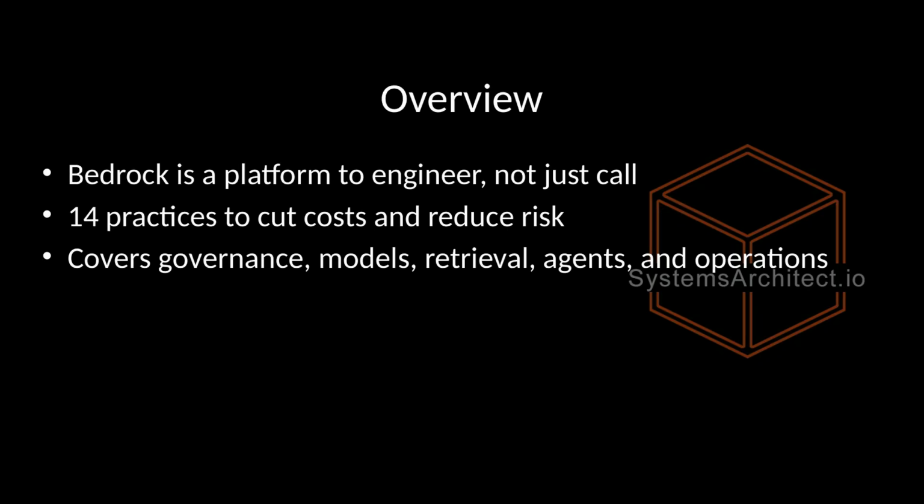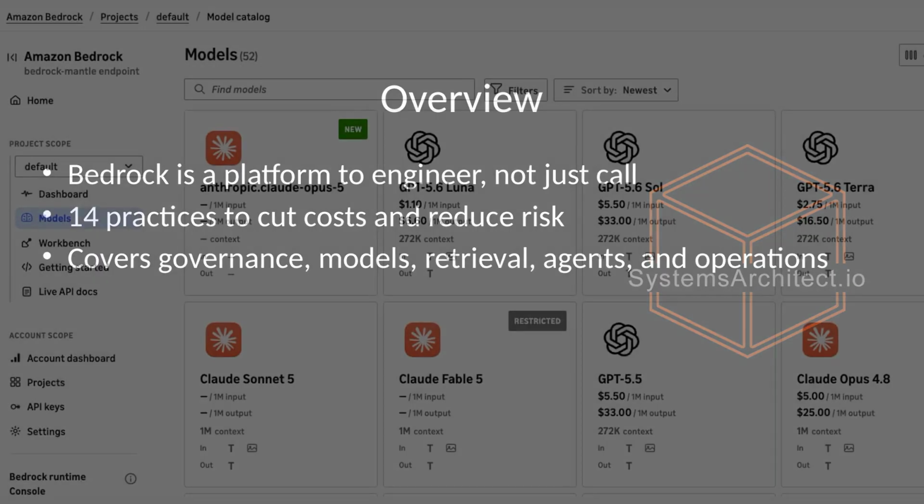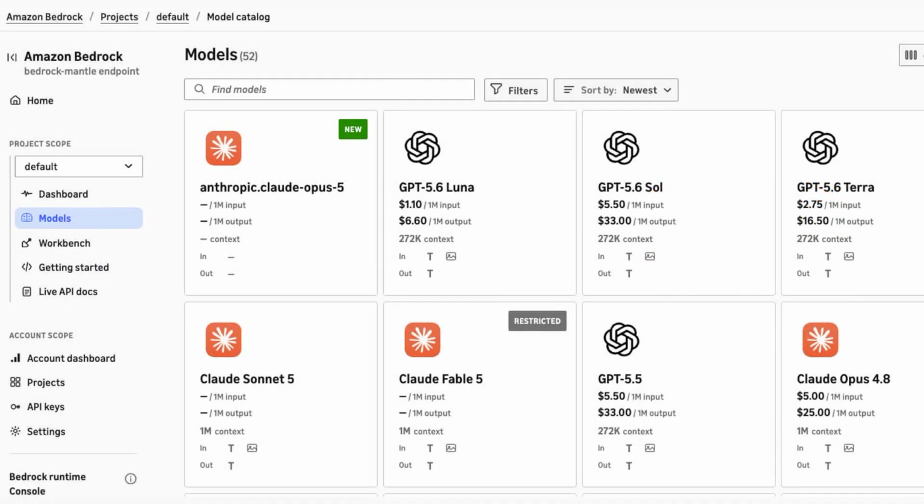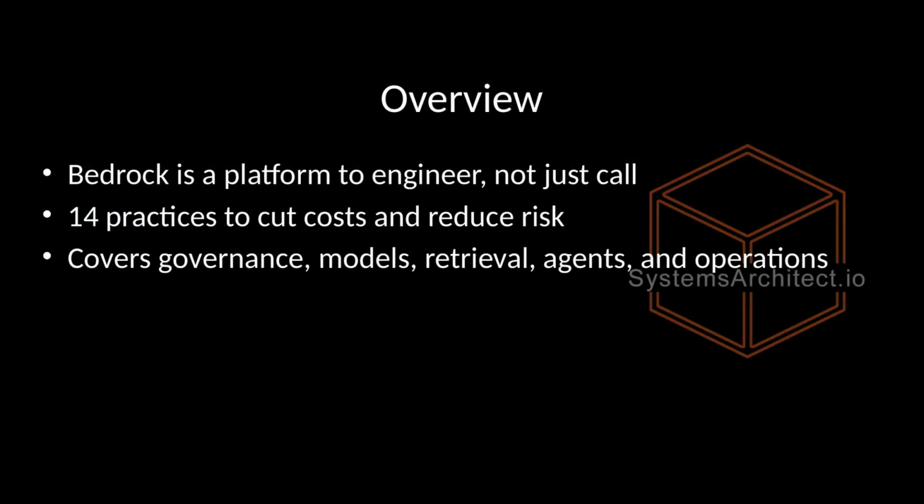Generative AI moves fast, and the teams winning with Amazon Bedrock are the ones treating it as a platform to be engineered, not just an API to be called. Get these 14 practices right, and you'll cut costs, avoid compliance headaches, and ship agentic applications that actually hold up in production. This rundown covers governance, model selection, retrieval, agents, and the operational discipline that keeps a Bedrock deployment healthy long after launch. 14 Amazon Bedrock strategies.